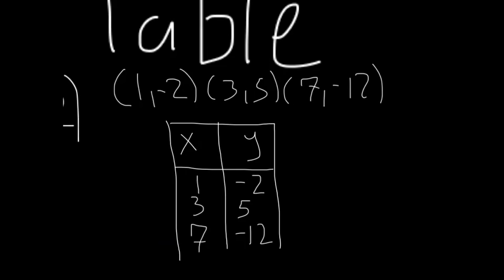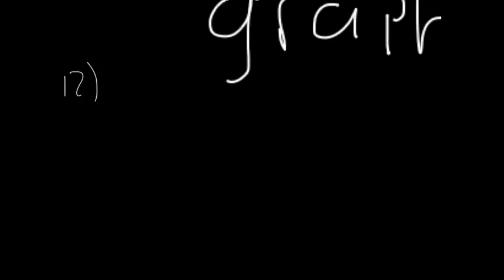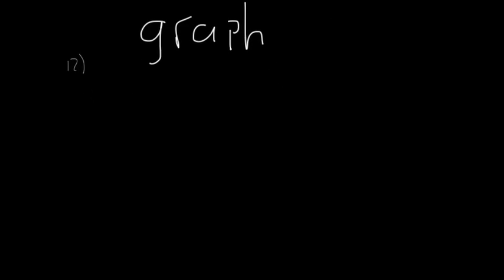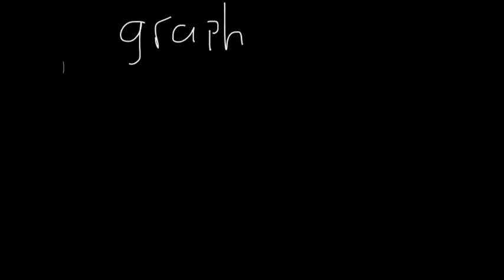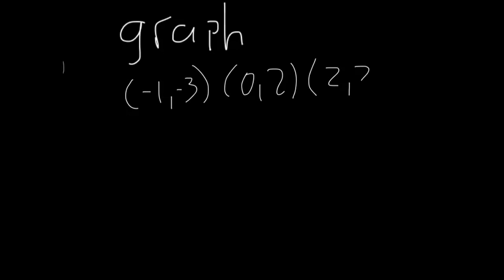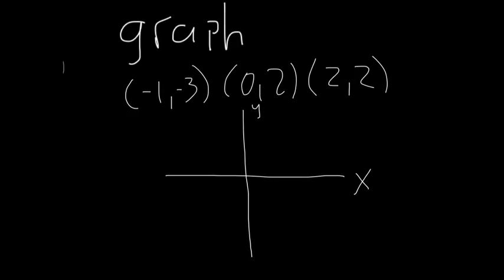Okay, the last one we want to talk about, which you've done sometime in your past, is a graph. And here we're just going to be graphing our ordered pairs. So say we had (-1, -3), say we had (0, 2), and maybe we had (2, 2). So if we were going to graph these, we give ourselves a coordinate plane. Remember, this is our x-axis, we've also got our y-axis, and then we're just going to be graphing these points.